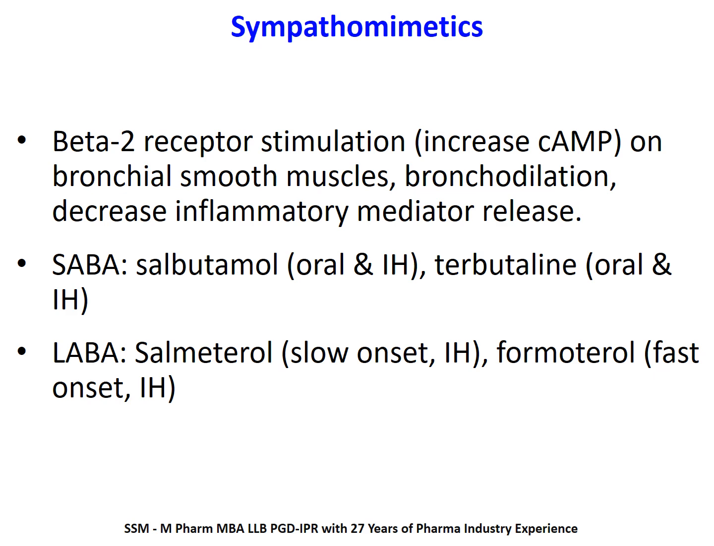Sympathomimetics, these are beta 2 receptor agonists. They stimulate beta 2 receptors on bronchial smooth muscle, produce bronchodilation, and decrease inflammatory mediator release. Two categories: short-acting beta agonists include salbutamol and terbutaline, both given orally as well as by inhalation. Long-acting beta agonists include salmeterol and formoterol. Salmeterol has a slow onset of action and is mainly given by inhalation, and formoterol has a fast onset of action, which is also given by inhalation.